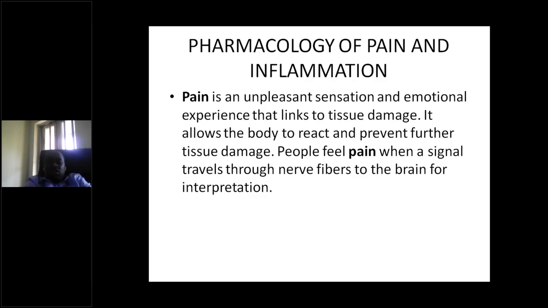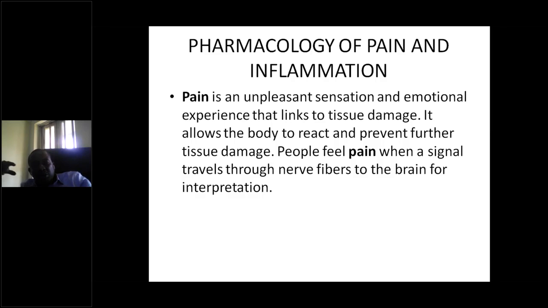So what's the necessity of pain? Pain allows the body to react and prevent further damage. The good thing about pain is this: when there is tissue damage, if there is no pain, the person may not even take note. Then there will be further tissue damage. But with pain, the body can respond, the body can react, and that will reduce further tissue damage.